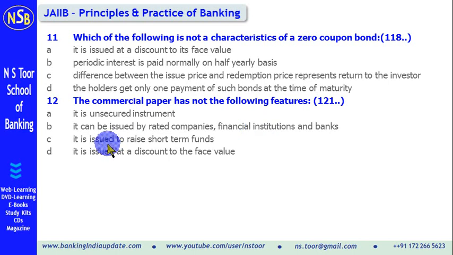But we will see option C and option D also. It is issued to raise short-term funds. Yes, it is correct. It is issued at a discount to face value. So this is also correct. So only option B is the right answer. For commercial paper, the minimum amount is rupees 5 lakh, the minimum period is 7 days and the maximum period is 12 months.